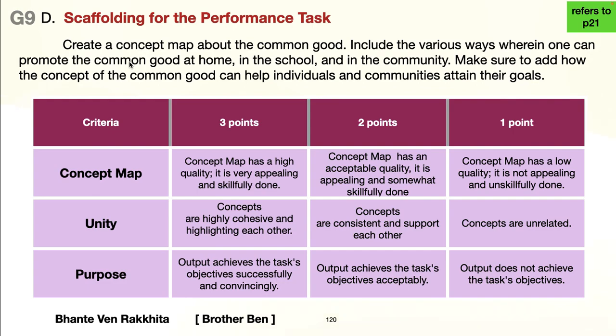So there's your rubric. I'm not going to read them all out, but if the concept map has a high quality, very appealing and skillfully done, if its concepts are highly cohesive and highlighting each other, and if the output achieves the task's objectives, which are written up here, you get 3 points. If the output does not achieve the task objectives, the concepts are unrelated, and the concept map has a low quality, not appealing and unskillfully done, 1 point. Got that?